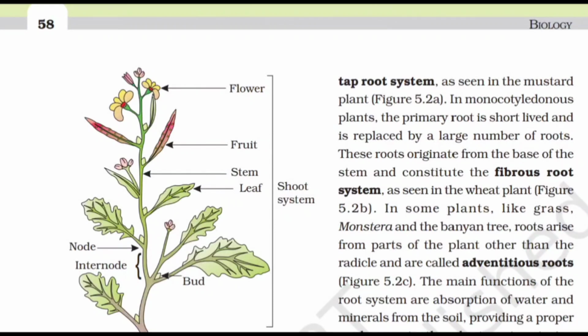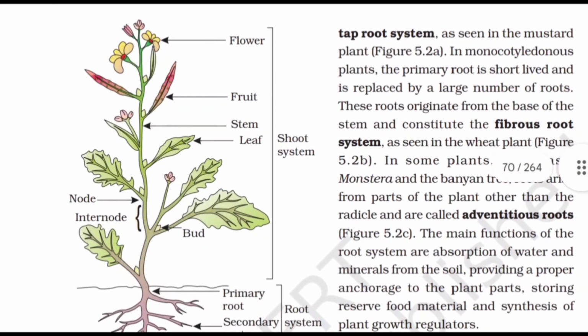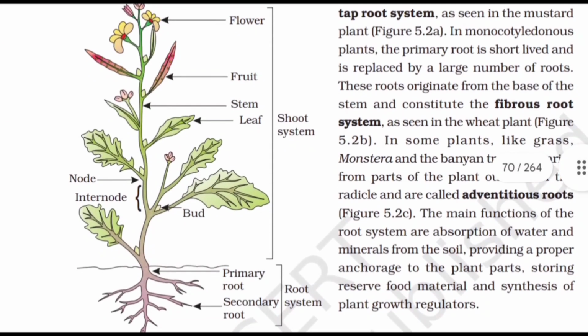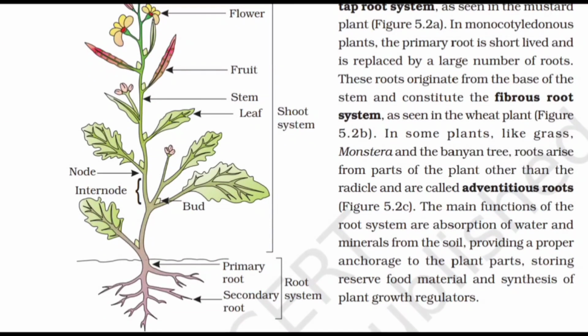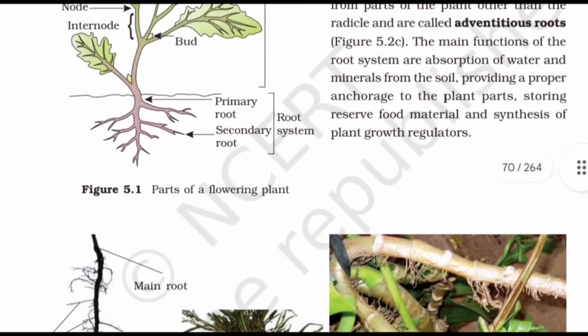In some plants like grass, Monstera, and the banyan tree, roots arise from parts of the plant other than the radicle and are called adventitious roots. The main functions of the root system are absorption of water and minerals from the soil, providing proper anchorage to the plant parts, storing reserve food materials, and synthesis of plant growth regulators.